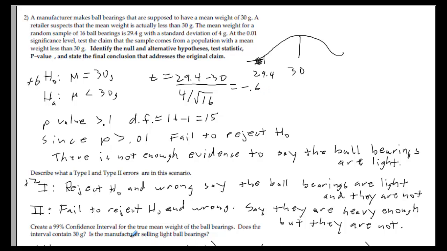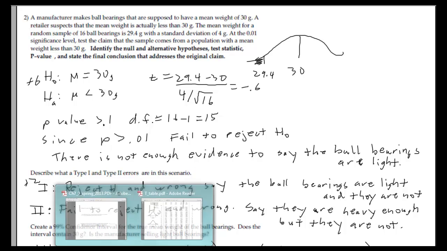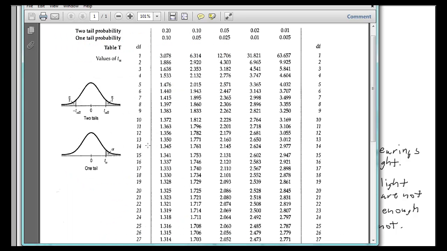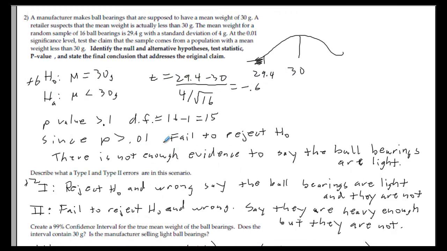And even if we pull up our t-table, the degrees of freedom was what, 16? That's the sample size. 16 minus 1 is 15. So if we look at row 15, 0.6 is definitely way over here, which puts our p-value above 0.1. So we just say the p-value is obviously greater than 0.1, which is bigger than our threshold of 0.01, so we fail to reject the null hypothesis. Not enough evidence to say that the average of the ball bearings is light.